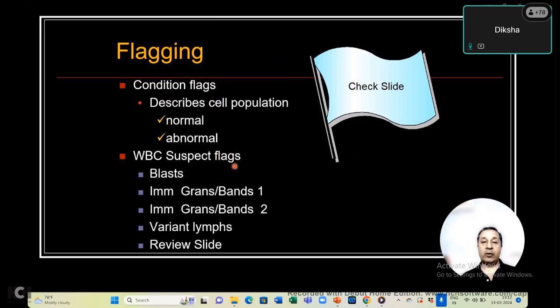Then you will have what is called the suspect flags, wherein the analyzer has suspected the cell population to be falling in an area which potentially may be abnormal. For example, you might have a flag for blasts, you might have a flag for immature neutrophilic cells or immature granulocytic cells. You might have a flag for variant lymphs, and most importantly, whenever you have what is called an R flag, it is nothing but a review flag. That means you will have to review a slide.